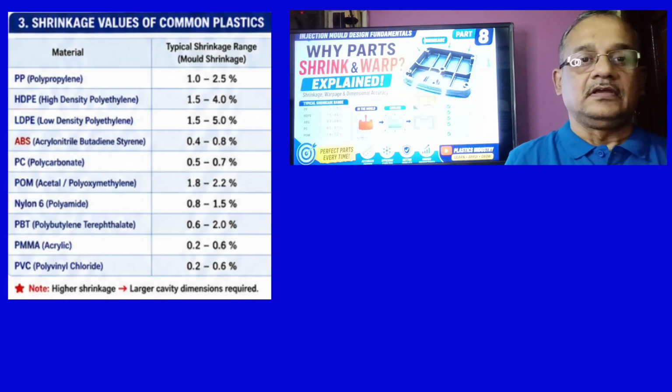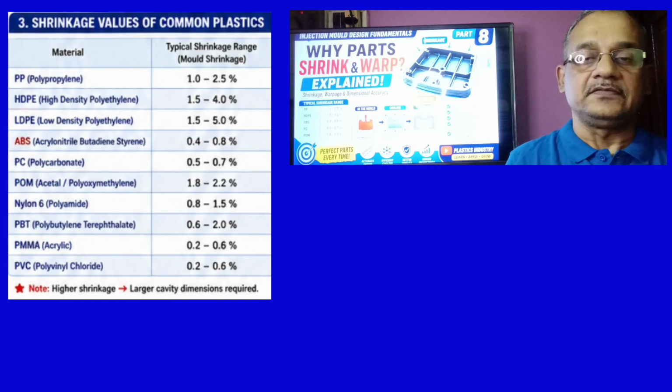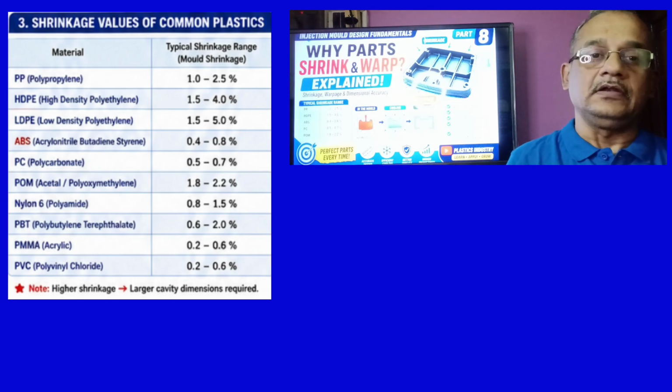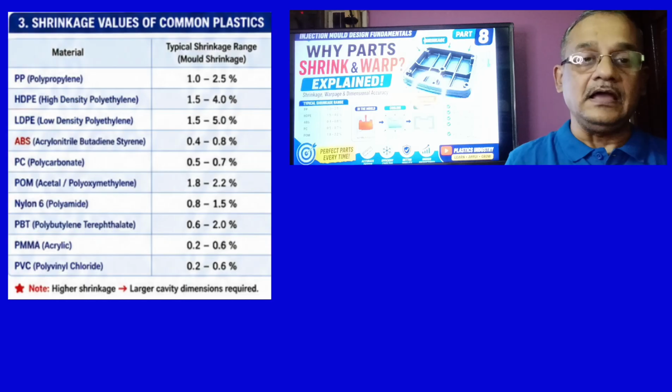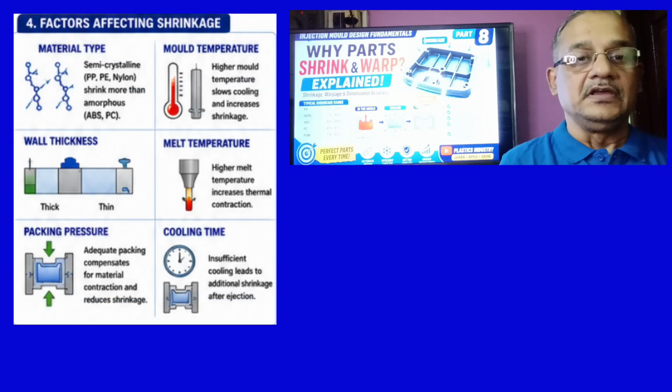Nylon 6, it's 0.8 to 1.5%. PBT 0.6 to 2%. PMMA 0.2 to 0.6%. And for PVC, this is 0.2 to 0.6%. Higher shrinkage requires larger cavity dimensions.